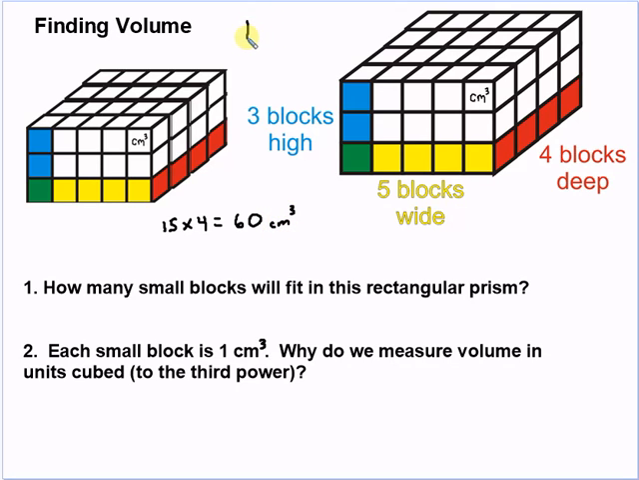Remember, area was measured in squares, so we called the units centimeters or feet or whatever, squared. We had to have our square there. Now we're measuring volume, we're measuring it in cubes instead, and so our units are, in this case, centimeters cubed.